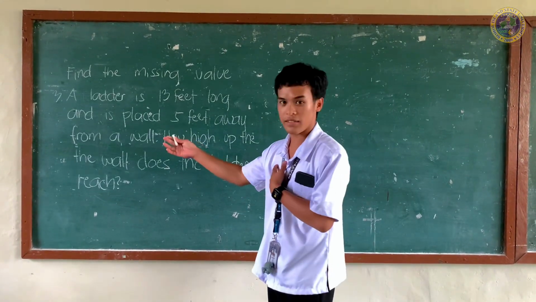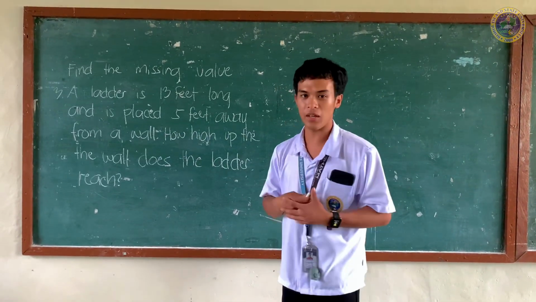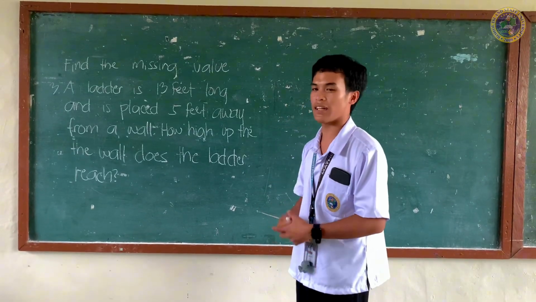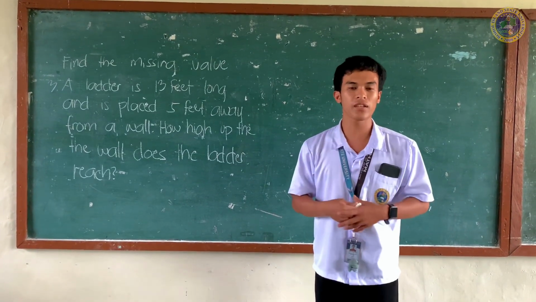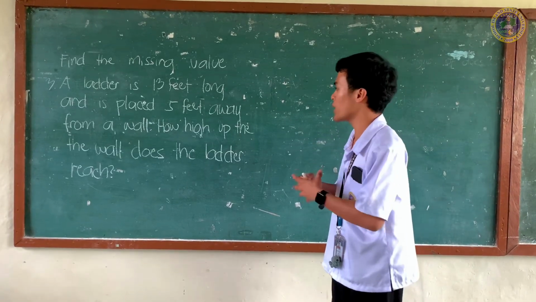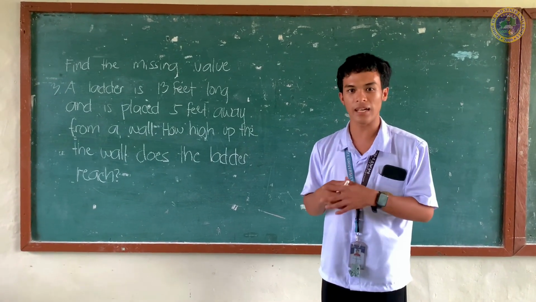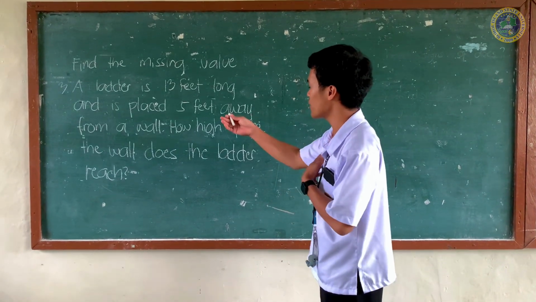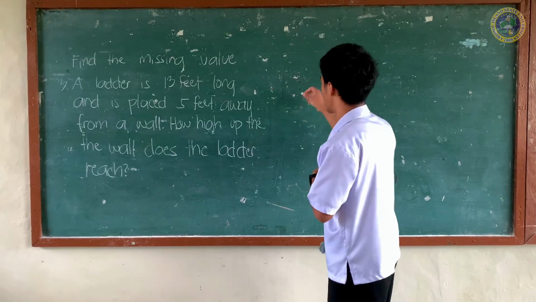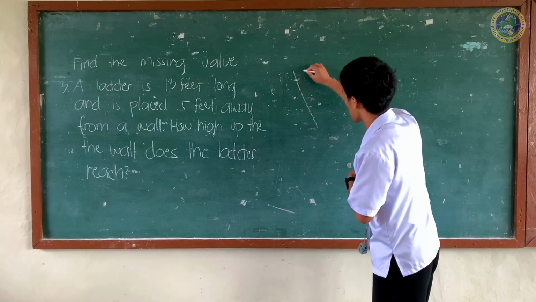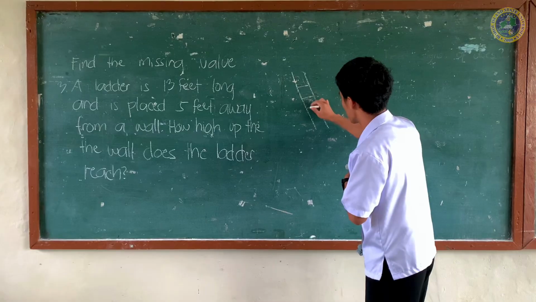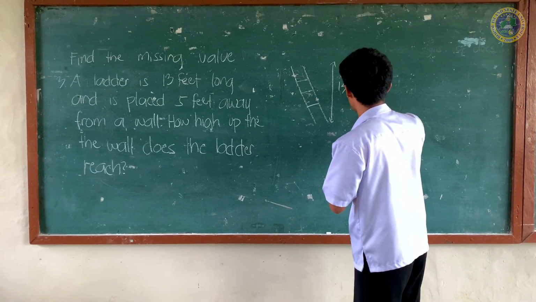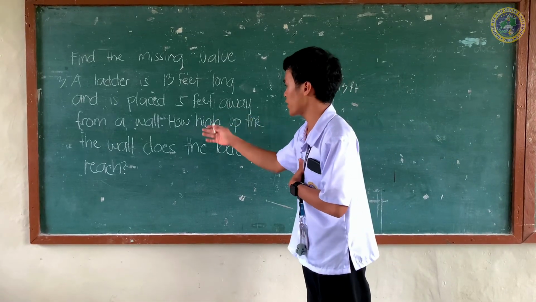So a ladder is 30 feet long and is placed 5 feet away from a wall. So how high up the wall does the ladder reach? So again, in solving a problem in the Pythagorean theorem, we need first to illustrate the problem so we can identify the missing side and its given. So first, let me illustrate the problem. So a ladder is 30 feet long. This is 30 feet long. And 5 feet away from the wall.